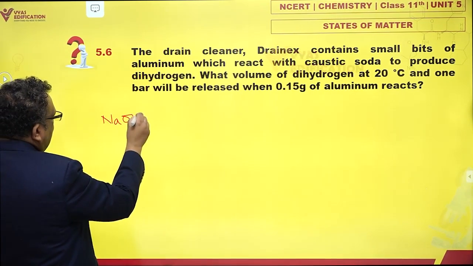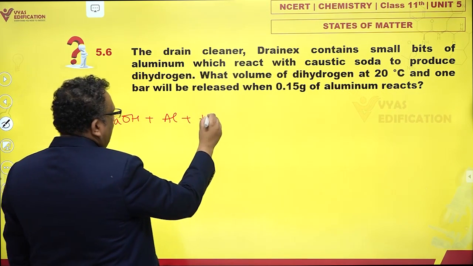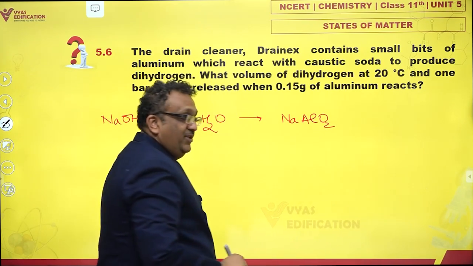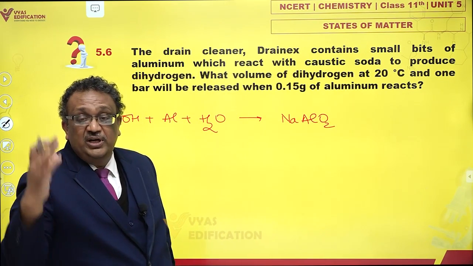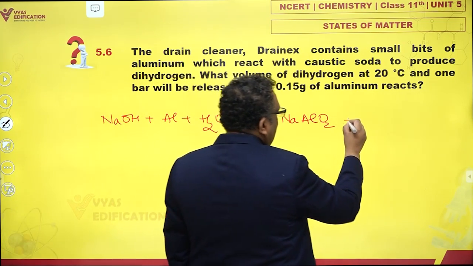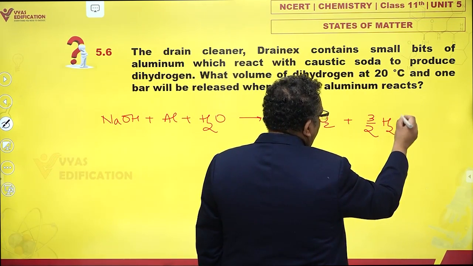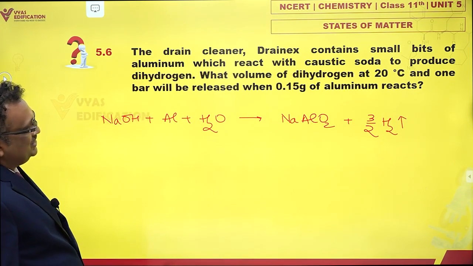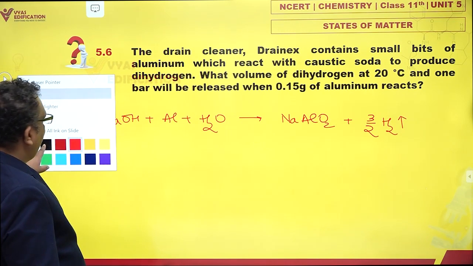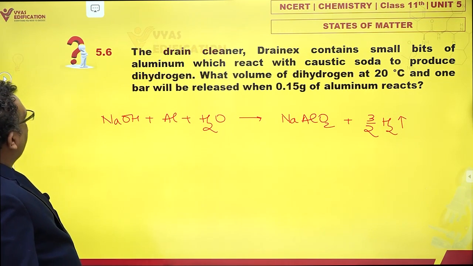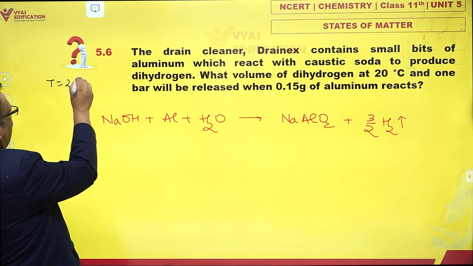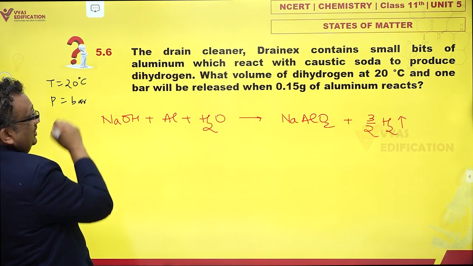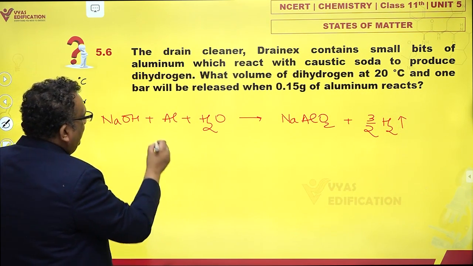It is NaOH plus aluminium plus H2O gives NaAlO2, sodium metaluminate. Very beautiful equation. Sodium hydroxide can dissolve aluminium, and this gives you 1.5 moles of hydrogen gas. Wow. This is the equation? Yes. And what data has been offered to us? I am given temperature is 20 degrees Celsius. That is fine. And pressure is 1 bar, which is also superb. And I have 0.15 grams of aluminium.